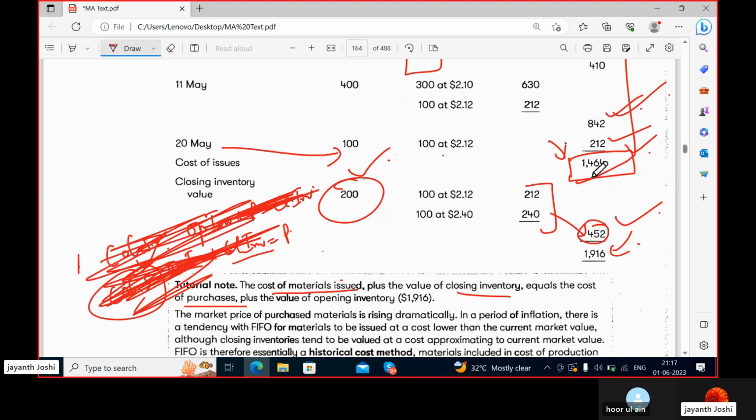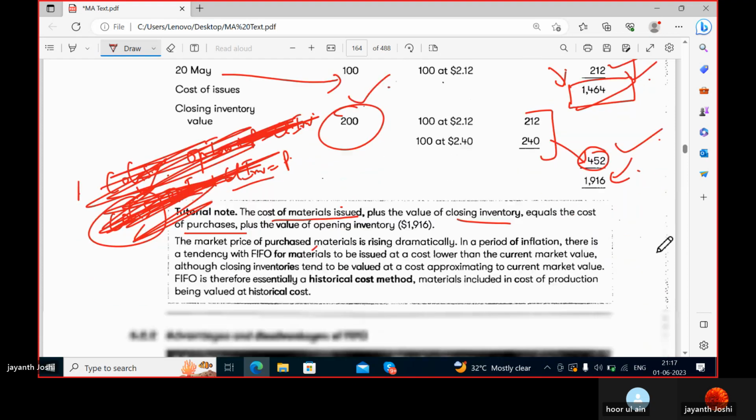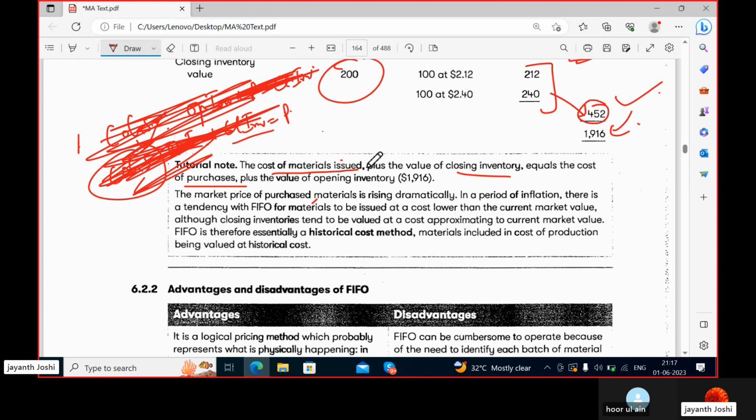So if I take this, it is closing inventory cost. This is cost of issues. And when you add these two, you get the value of the inventory at the end of the period, and this will become the opening inventory for the next period. Okay. So the cost of material issued plus value of closing inventory equals the cost of purchases.